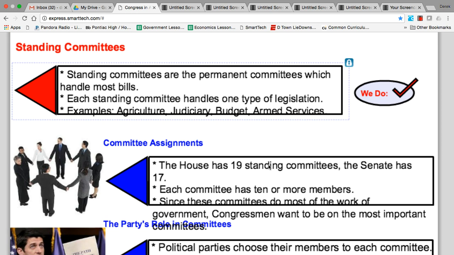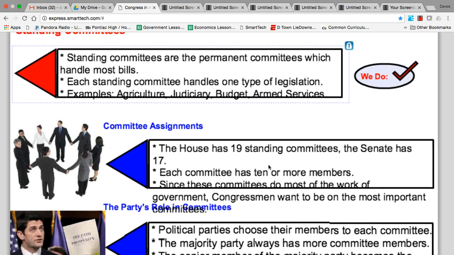You want to be on the budget committee because you get to assign a lot of dollars going to a lot of different areas if you're on the budget committee. So those are kind of the best jobs to have. And they usually go to more senior congressmen, people who have been there for a long time.